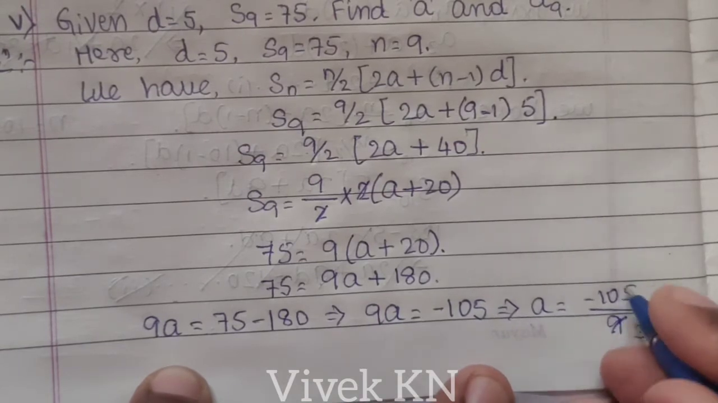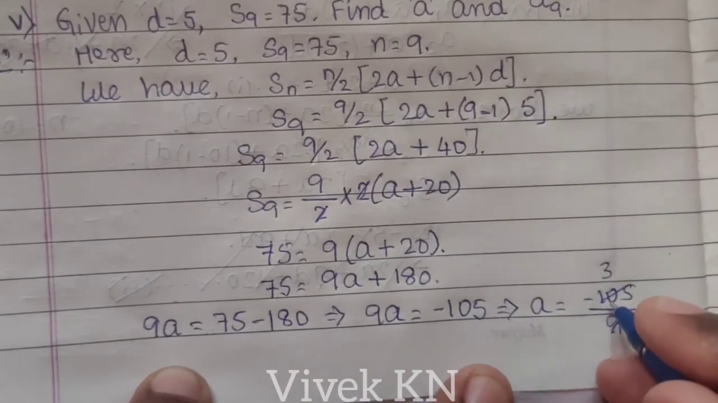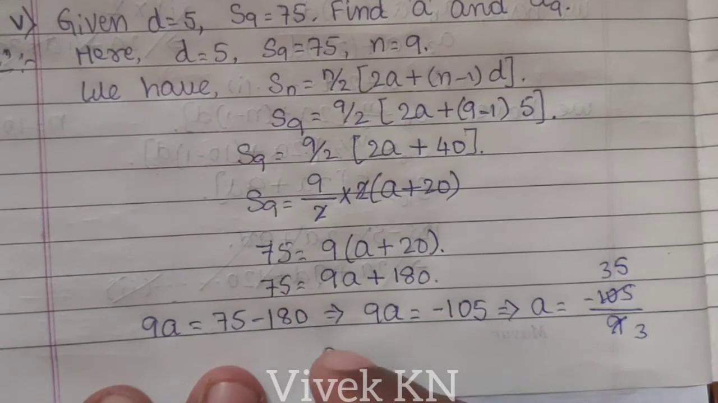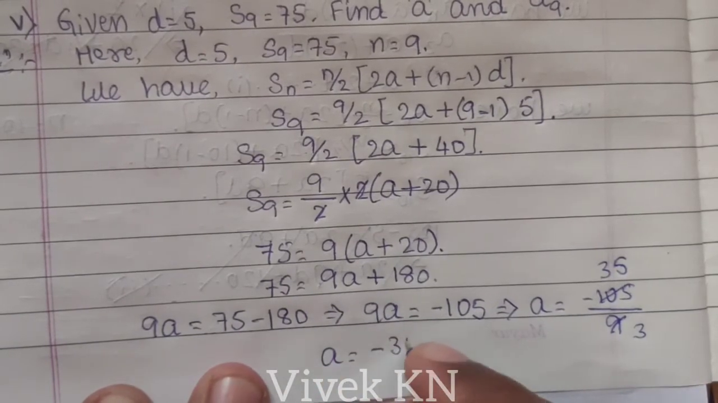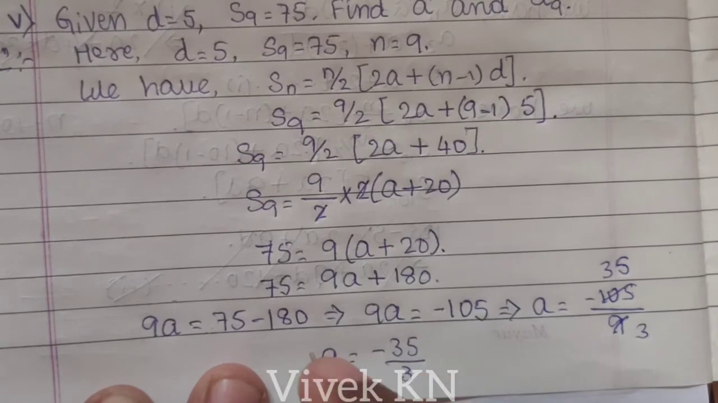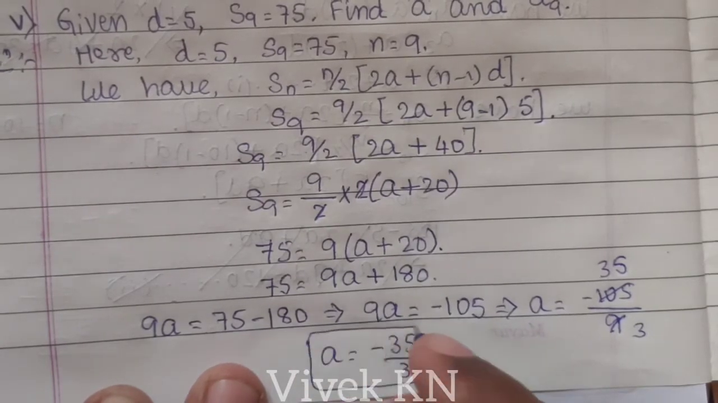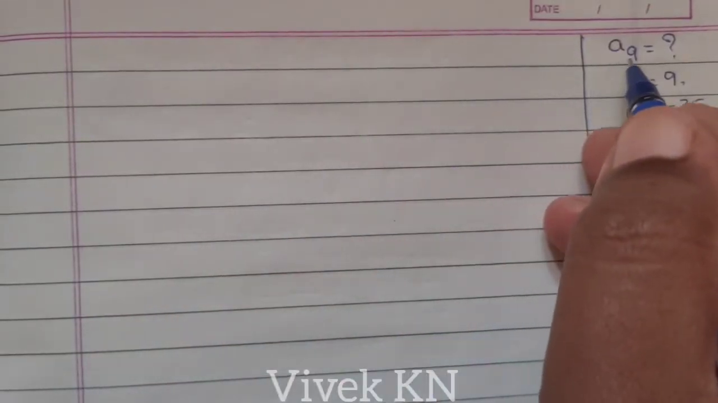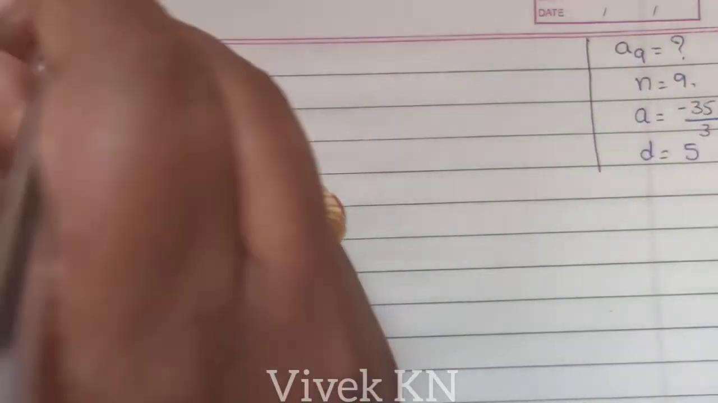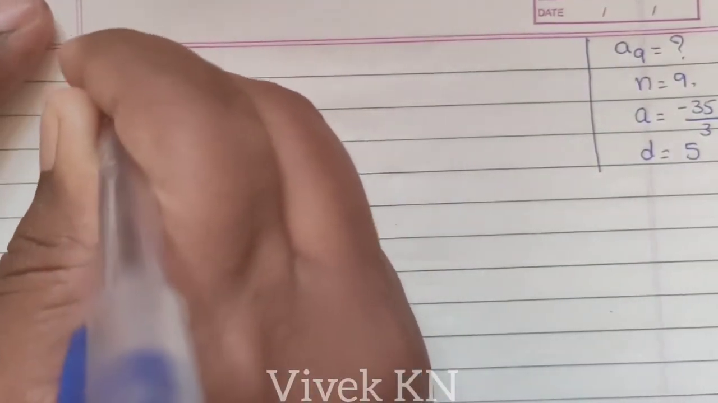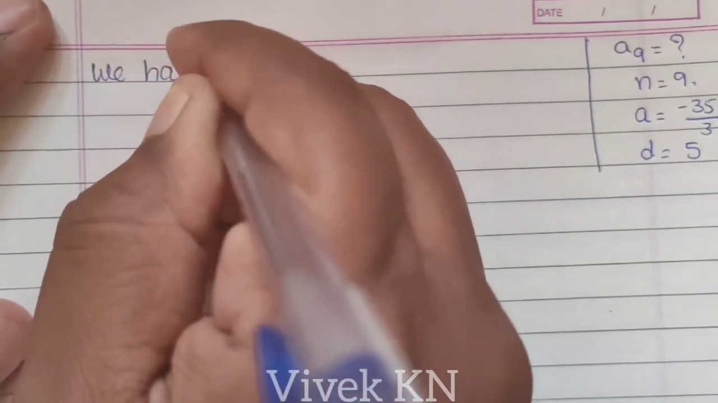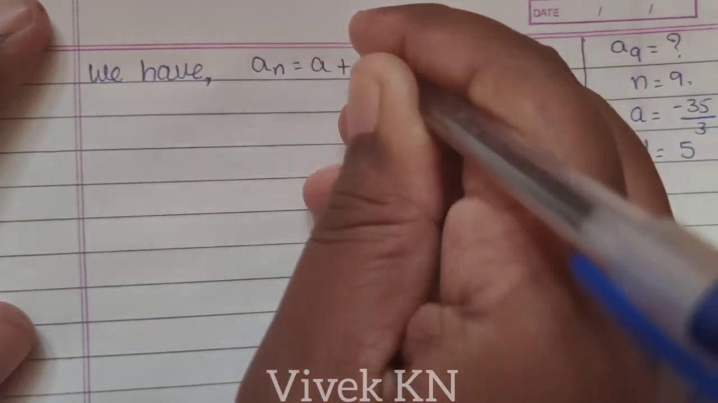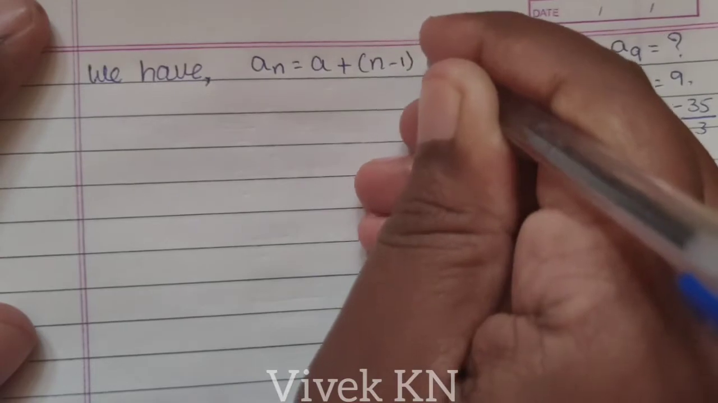3 3s are 9, 10 minus 9 is 1, 15, 3 5s are 15, that is the value of a is minus 35 by 3. Next, to find the value of the ninth term, first we should write the nth term formula, that is an is equal to a plus n minus 1 into d.